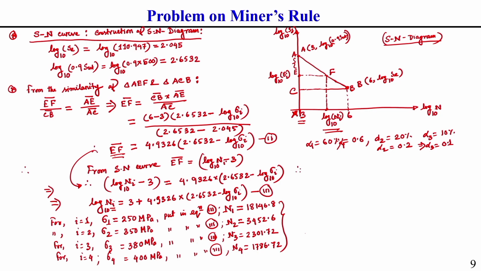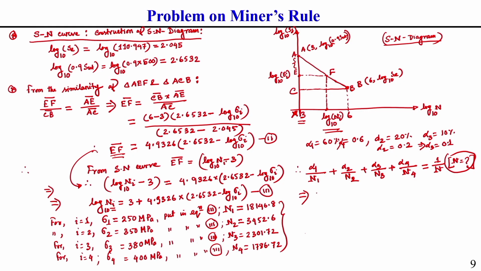Now, from Miner's equation for proportion of time, we know that alpha 1 by capital N1 plus alpha 2 by capital N2 plus alpha 3 by capital N3 plus alpha 4 by capital N4 should be equal to 1 by capital N. This capital N is the total number of cycles which we need to calculate. You should keep this in mind.